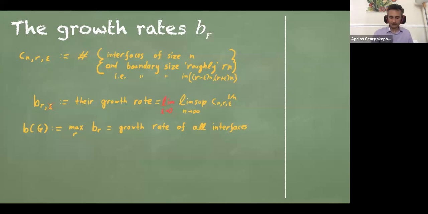It's unclear at first sight that this gives me a non-trivial quantity. This limit might be 0, but it doesn't. It captures something interesting. And actually, it turns out that the exponential growth rate of all interfaces of my graph coincides with the maximum value over all reals R of this strange function I defined up here.